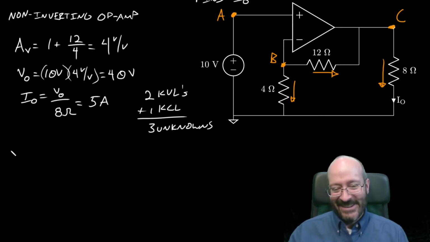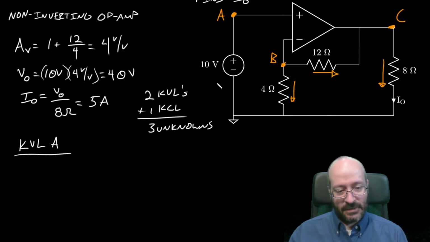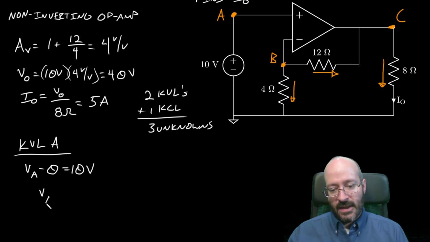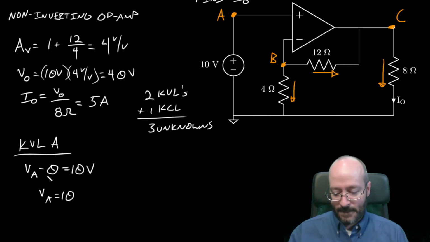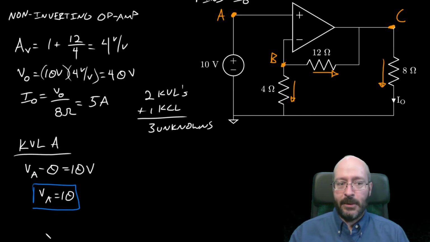Let's do the KVL for node A, which is this voltage supply. So VA is on the positive side, 0 is on the negative side, and that has to equal 10. So VA equals 10. I dare say we've seen that one before.